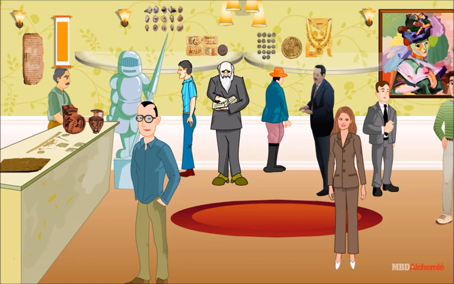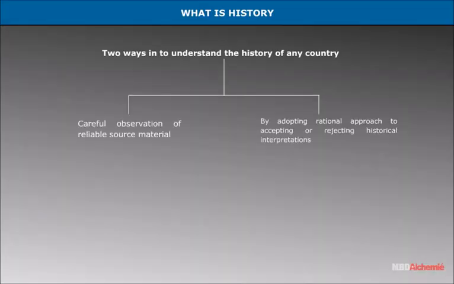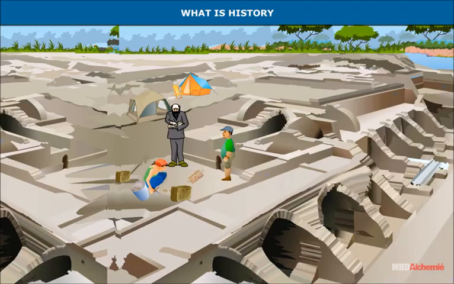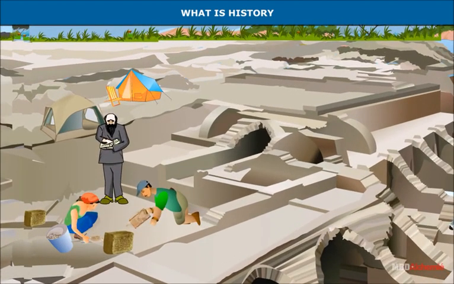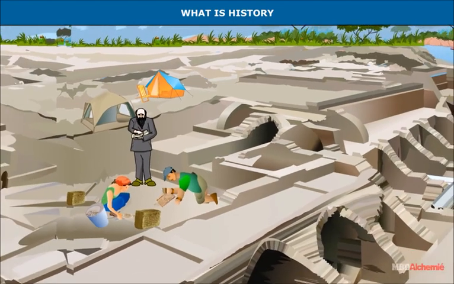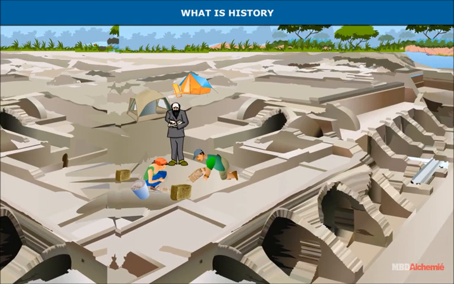We also learn about various aspects of the lives of kings, priests, merchants, hunters, gatherers, artists and artisans, musicians, and scientists. There are two ways in which we can understand the history of any country. One, by careful observation of reliable source material, and by adopting a rational approach to accept or reject historical interpretations.